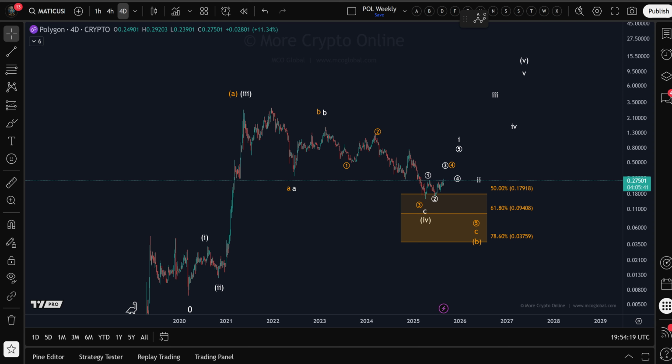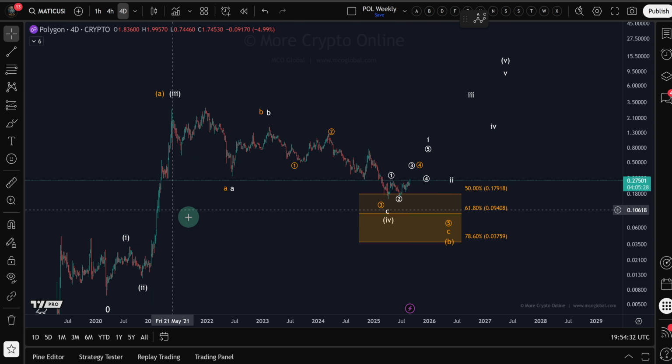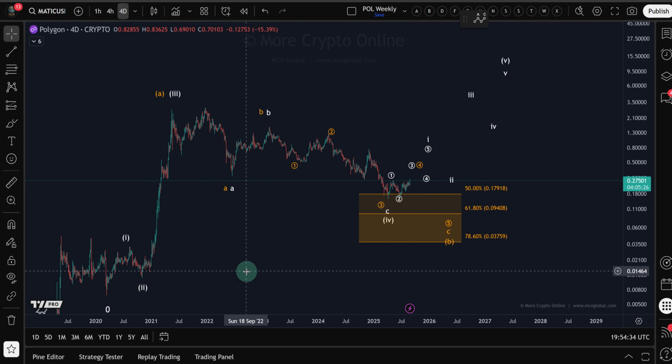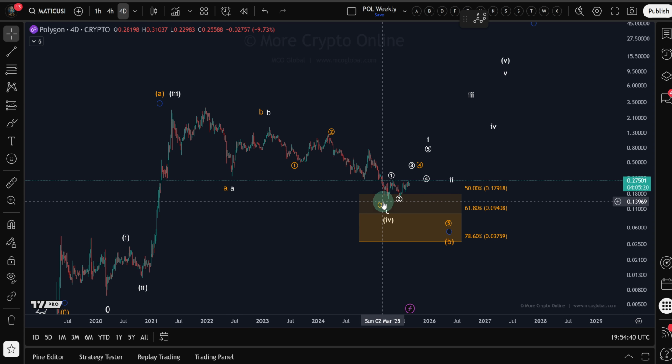I'm here currently on the 4-day chart, the larger time frame chart, and here we can get a really good idea of what's going on with Polygon in terms of the larger time frame, the overall context. Context is everything. I've got this corrective pullback potentially complete. This could be a wave 4. But as I said in previous videos, we can't really confirm that from an Elliott wave point of view.